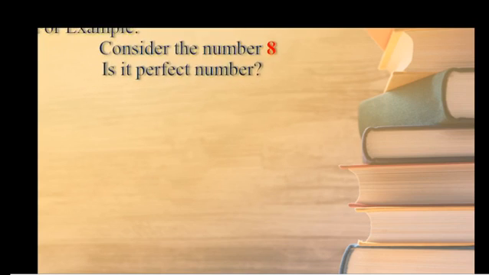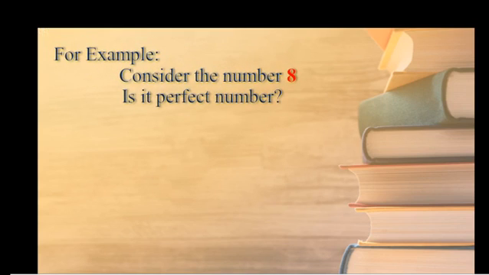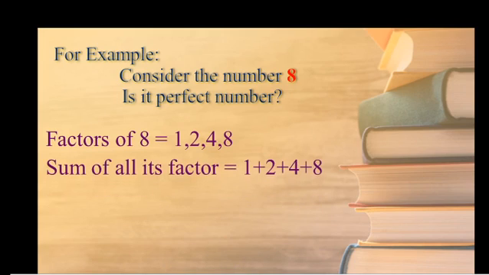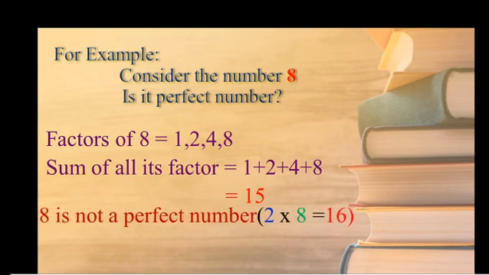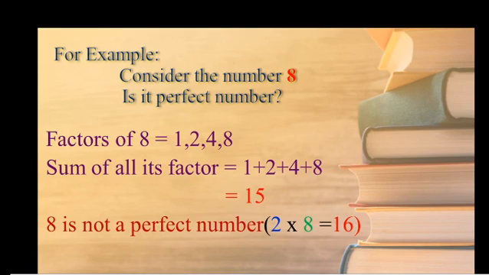And one more example. Consider the number 8. Is it a perfect number? First, we want to find the factors of 8, that are 1, 2, 4, 8. Now the sum of all its factors is 1 plus 2 plus 4 plus 8. The sum is 15. Here, 8 is not a perfect number because 2 times the given number 8 is 16. So 16 is not equal to 15. So 8 is not a perfect number.